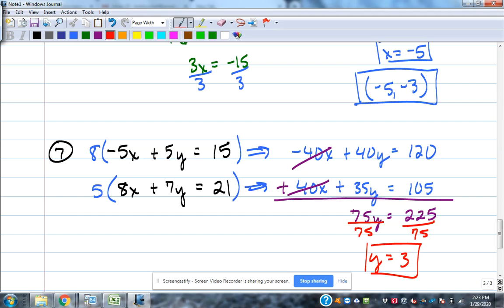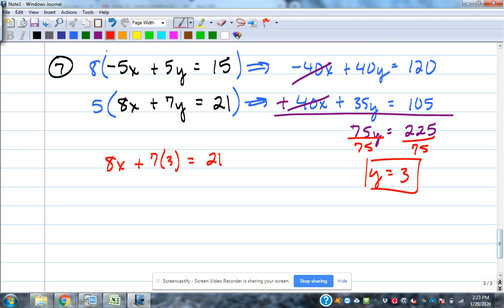And we need to plug that into one of those equations. It doesn't matter which one. I like the bottom one on this one because I don't have any negative signs. So I'm going to use it. 8x plus 7 times 3 is 21. So that's 8x plus 21 equals 21. All right, subtract 21. 8x is equal to 0.